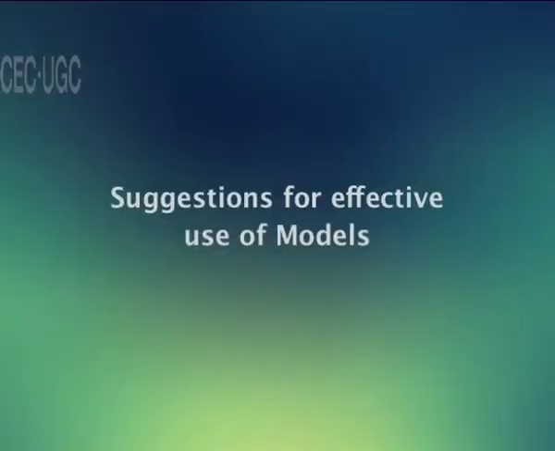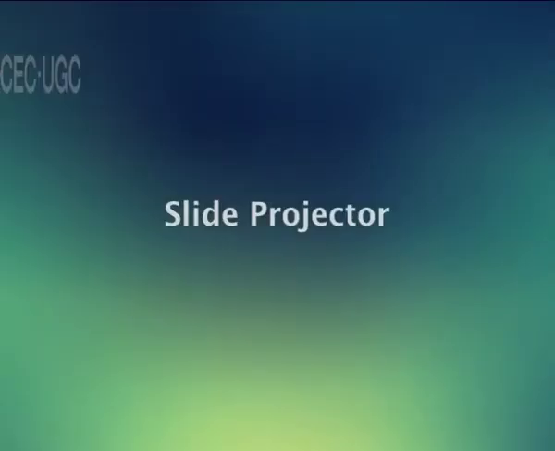The suggestions for effective use of models are, number one, models should be large enough to be seen easily by everyone in the class. Number two, models may be supplemented with other teaching learning materials like charts to help learners understand the relationship. If it is a working model, a teacher should check before use in class. Next point is, learners should be allowed to touch the model and feel it for effective learning. Then we have fifth point, colors should be used in models for realistic learning, as it also makes the model more eye-catching.